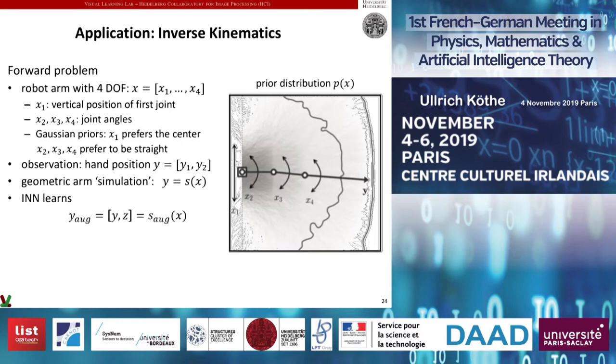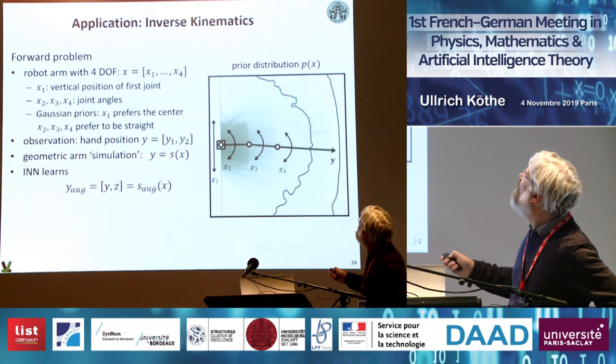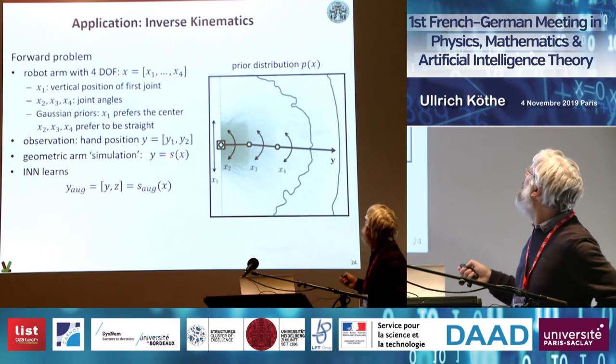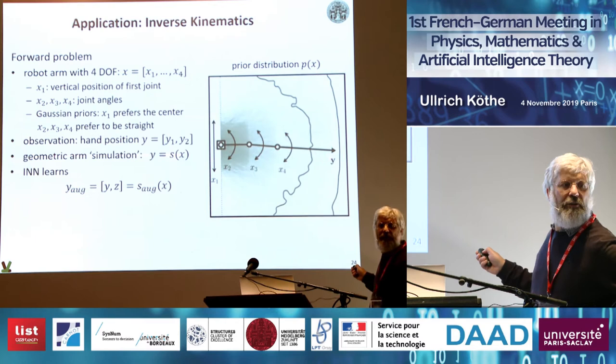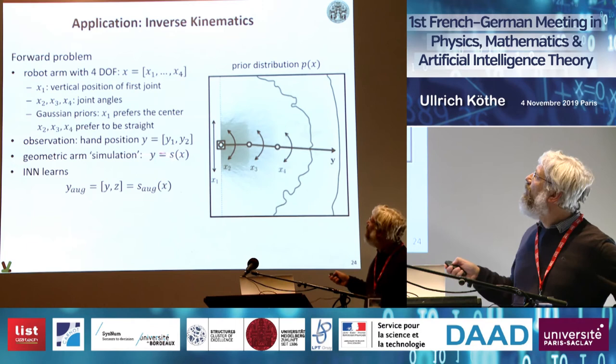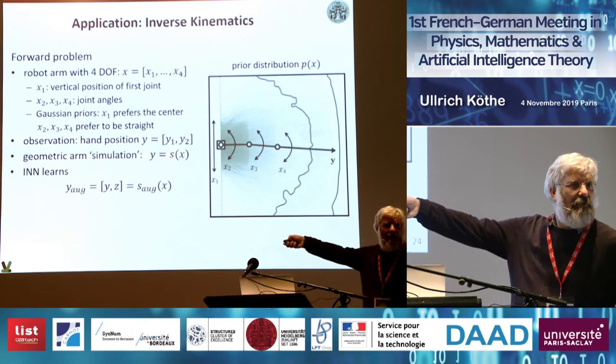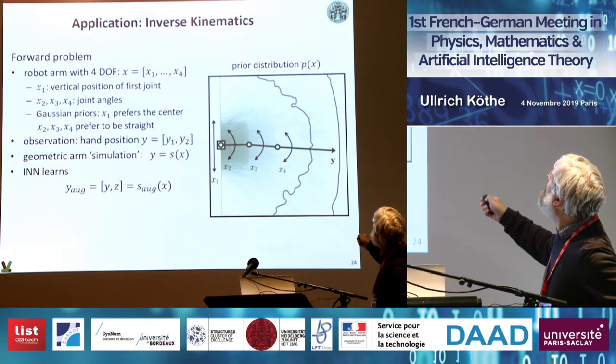So here's one toy problem we looked at. We came up with a robot arm in 2D with 4 degrees of freedom, x1 to x4. The robot arm can move up and down, and it has 3 joints which have some angle. The robot hand lands at a particular point for each configuration of the axes, and that's the forward process. So we fix some axes and then look where the hand of the robot arm ends up. Then we chose some priors on the axes, so the arm prefers to be straight and in the middle. This stripe is where the hand typically ends up in 95% of the cases.